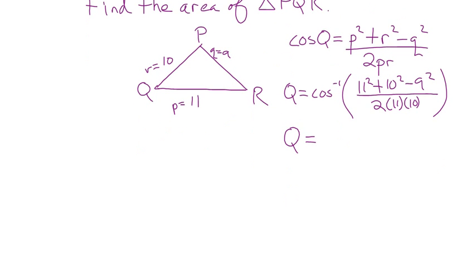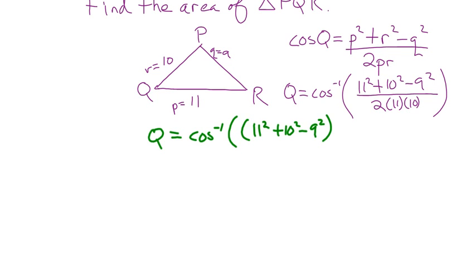Okay, so in your calculator, to get Q, it's going to be cos inverse, and it's going to give you a parenthesis, right? And you're going to then put a parenthesis and go 11 squared plus 10 squared minus 9 squared and put a parenthesis. Because this division bar means work out the top, work out the bottom, then do the divide. So you go divided by, and then 2 times.